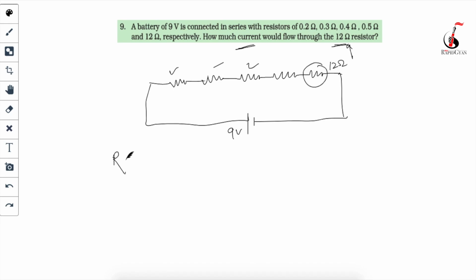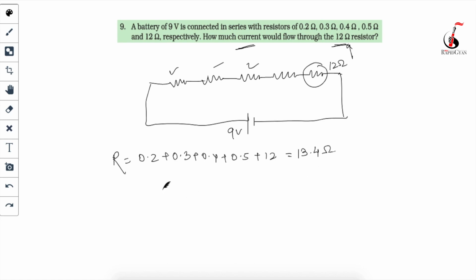So if it's in series, we will simply have to add everything. So 0.2 plus 0.3 plus 0.4 plus 0.5 plus 12. So 2 plus 3 is 5, 5 plus 4 is 9, 9 plus 5 is 14, 14 means 1.4, plus 12, which is equal to 13.4 ohm. So this is your equivalent resistance.